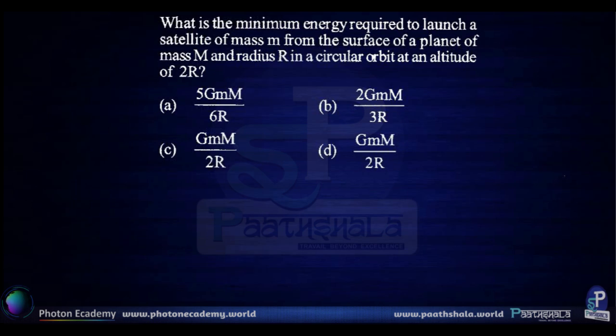What is the minimum energy required to launch a satellite of mass small m from the surface of a planet of mass capital M and radius capital R into a circular orbit at an altitude of 2R?